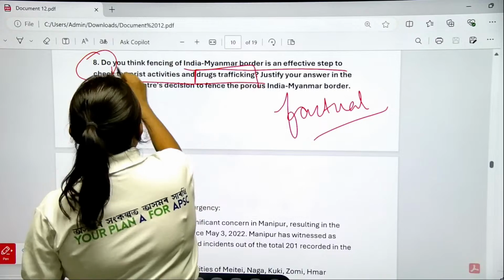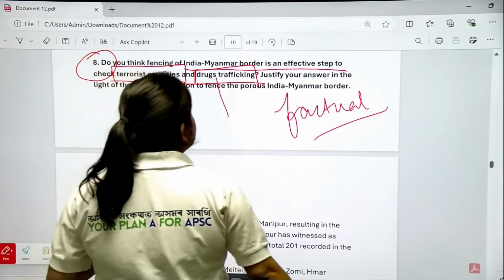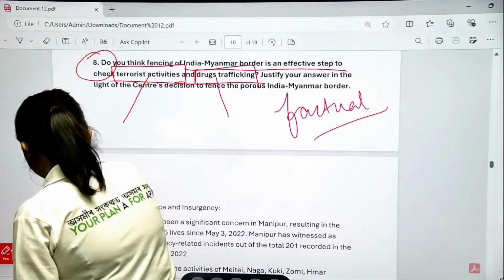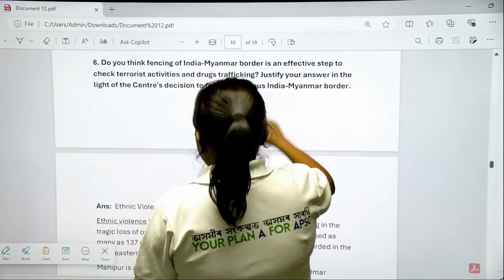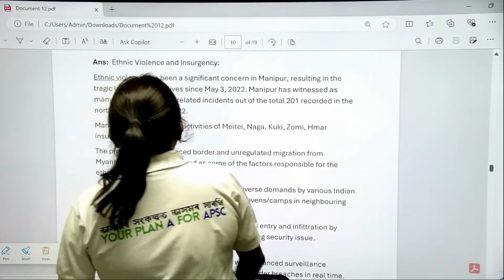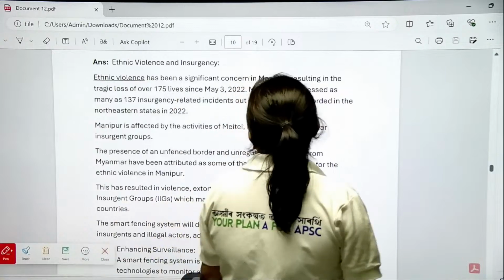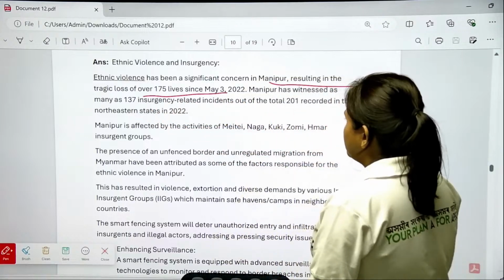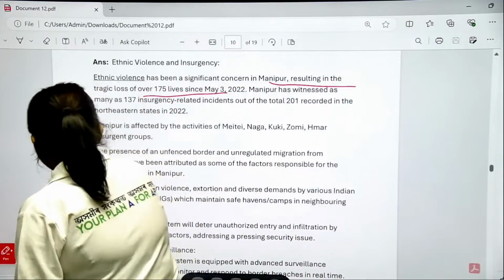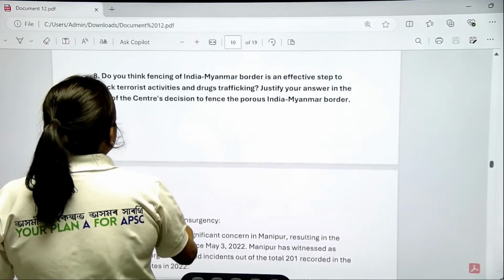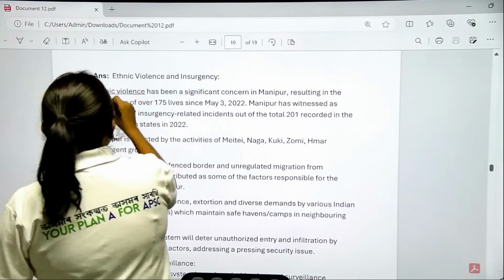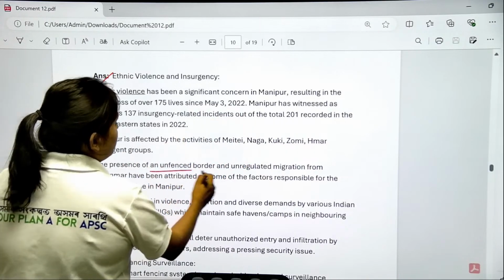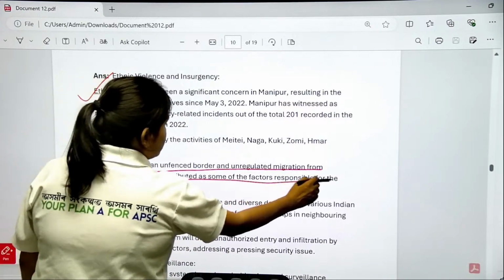Duta aspect ase ha terrorist activity ase drug trafficking ase duita aspect touch koribo laibo ami. Justify your answer in the light of center's decision to fence the porous India Myanmar border. Okay, so let's see, my kisuman point, this is the factual part actually. Ethnic violence hoise amar ethnic violence has been a significant in Manipur resulting in the tragic loss of 175 lives since 22. So ami ki paiso amar jonne first aspect asile first aspect was security right, terrorist activities. So ami point bur yat likhilu ethnic violence hoise Manipur, effect hoise by Meitei Naga, Kuki, Zomi, Mar insurgent groups, presence of an unfenced border and unregulated migration. Myanmar have been attributed to some factor.